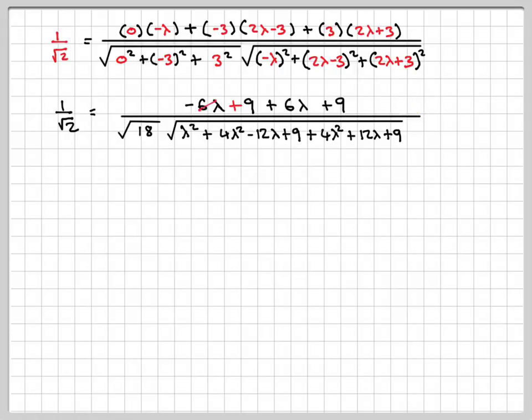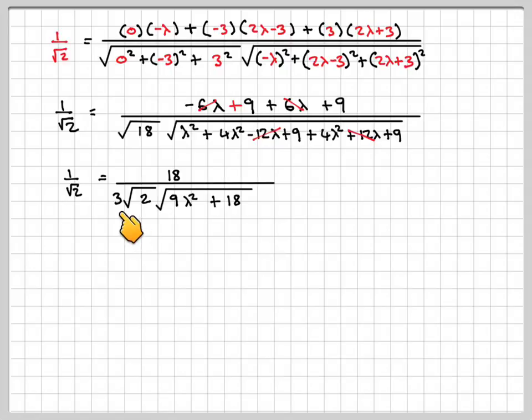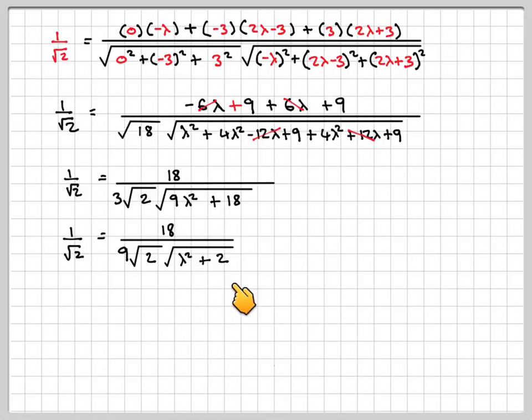Right, cancelling out a little bit on the top. So we're going to get 1 over root 2 is equal to 18 on the top, times the square root of 18, which is 3 root 2, which we've already done in the previous part. And then we've got lambda squared plus 4 lambda squared plus 4 lambda squared, which is 9 lambda squared. And 9 plus 9 is 18. Common factor of 9, we'll take that out. The square root of 9 is 3. Multiplied by that 3, we're going to get 9 root 2. And then on the bottom, we're going to get lambda squared plus 2.